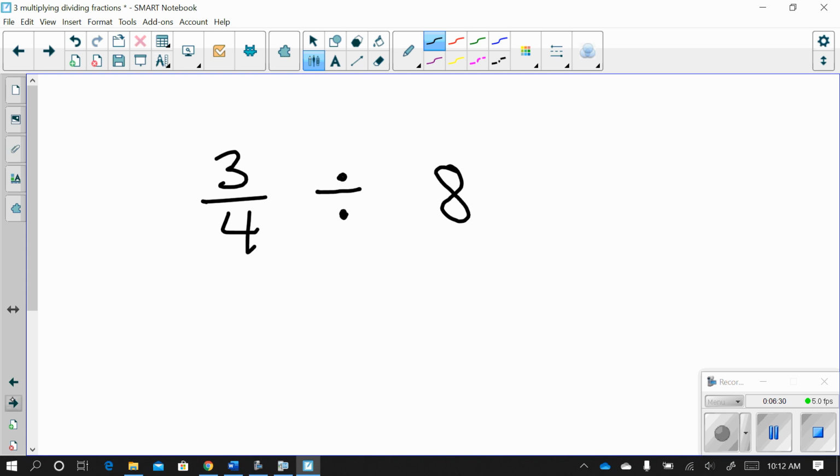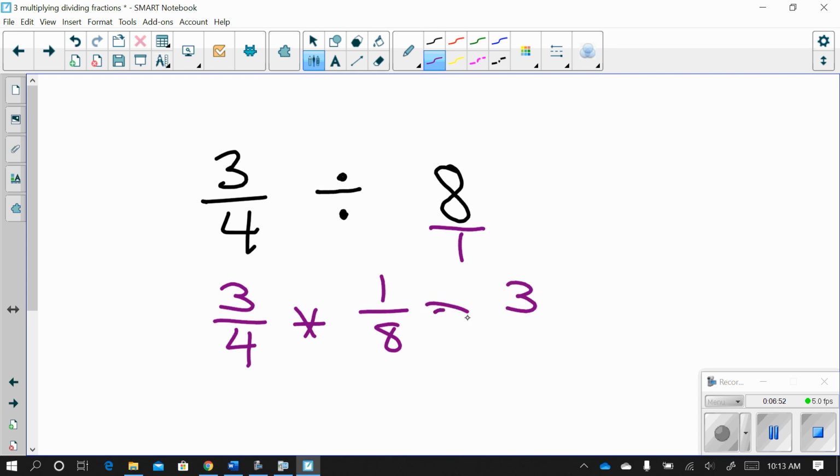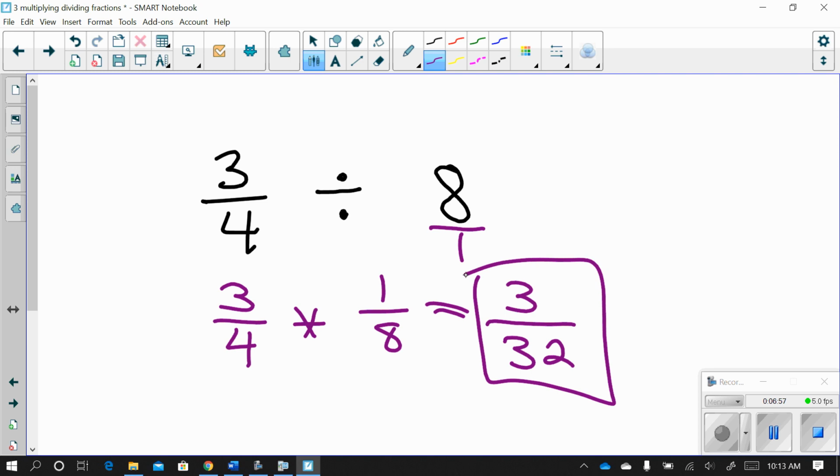Okay, let's take a look at this guy. Keep, change, flip. Keep the first fraction. Division changes to multiplication. Oh, how do I flip a whole number? Well, remember, when you have a whole number, to make it a fraction, you just put it over 1. So this is going to flip to 1 over 8. And now I just multiply. 3 times 1 is 3. 4 times 8 is 32. And there's your answer.